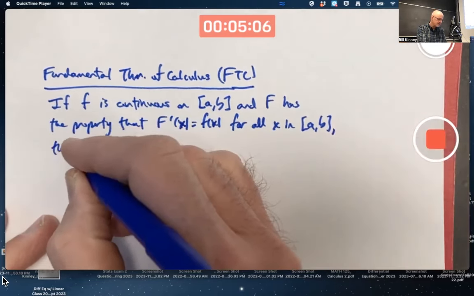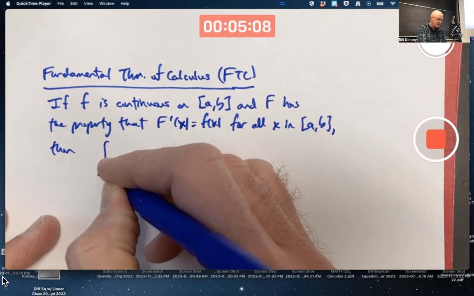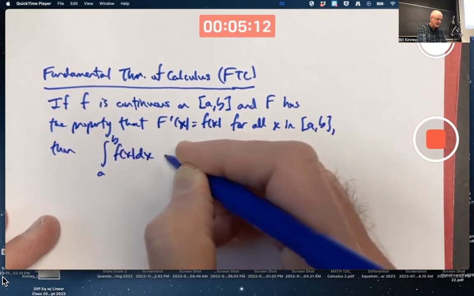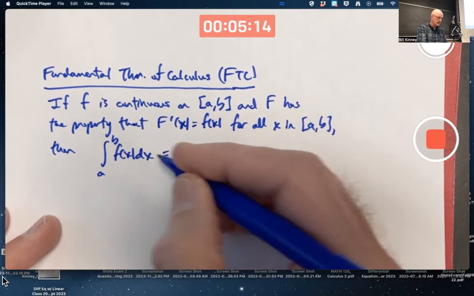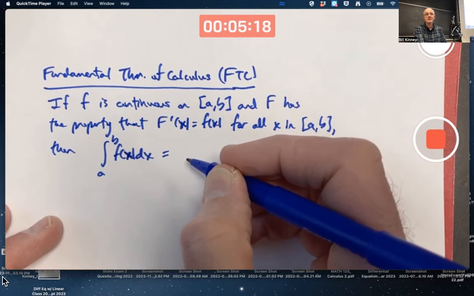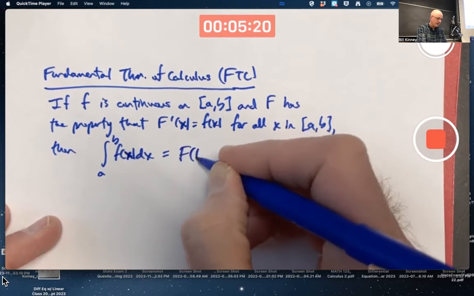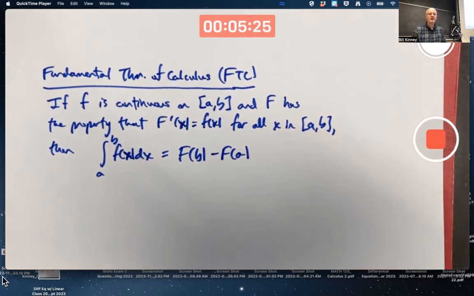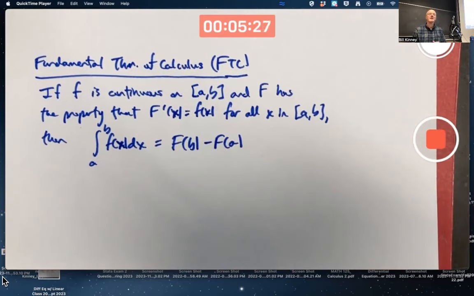Then the conclusion is: to evaluate the definite integral of little f of x with respect to x, all you have to do is plug a and b into capital F and do a subtraction and simplify. Capital F of b minus capital F of a gives you the value of the integral. Again, this is amazing. It should feel like magic. Does that mean it is magic? No, it's not magic. It just feels that way.